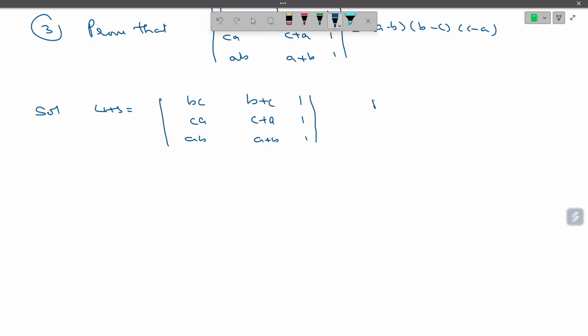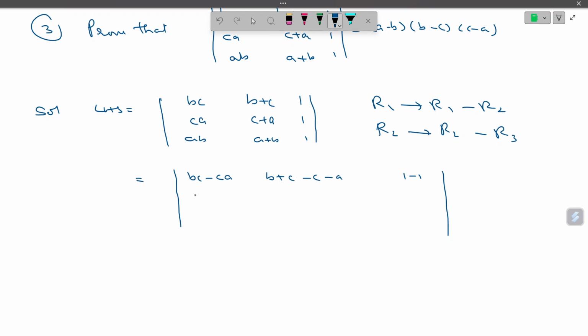What I am doing is R1 becomes R1 minus R2, and R2 becomes R2 minus R3. So the first row minus the second row: BC minus CA, B plus C minus A plus... B minus, 1 minus 1. Now CA minus AB, C plus A minus B, 1 minus 1. AB as it is, A plus B as it is, 1.